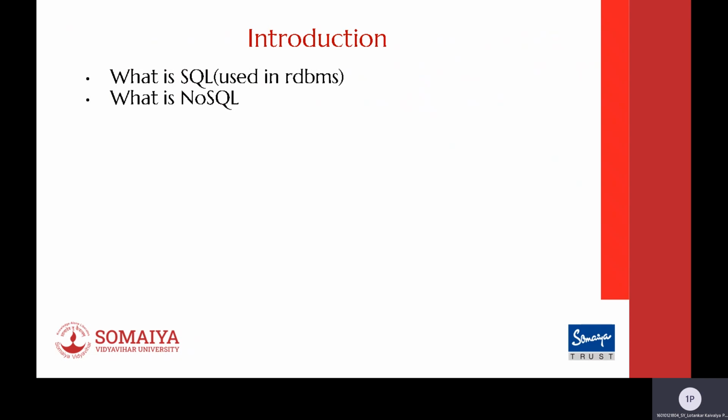Second, what is a NoSQL database? NoSQL stands for not only SQL. It is a non-tabular database which stores data differently than relational data tables. NoSQL databases come in a variety of types based on the data model. The main types are document, key value, wide column, and graph. They provide flexible schemas and scale easily with large amounts of data and high user loads.